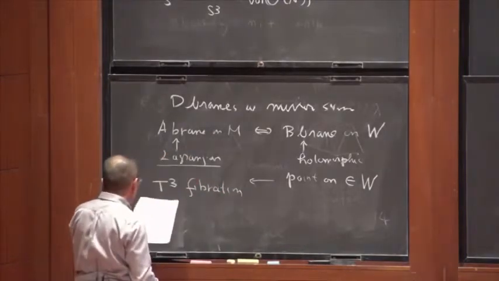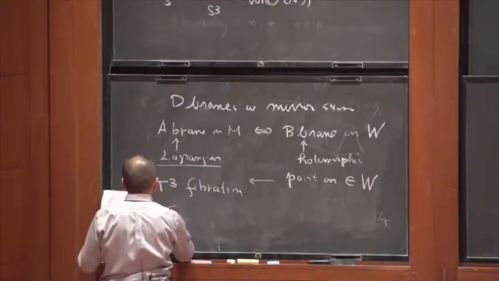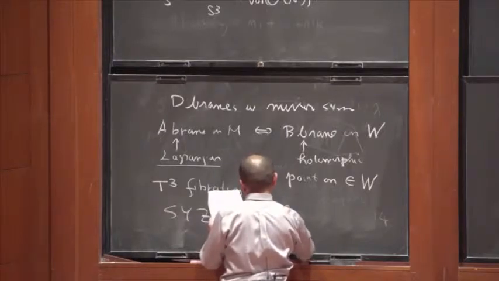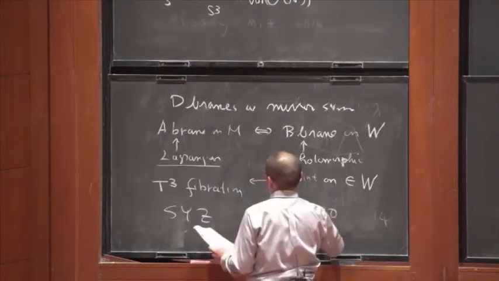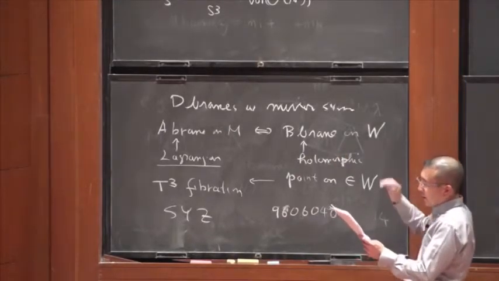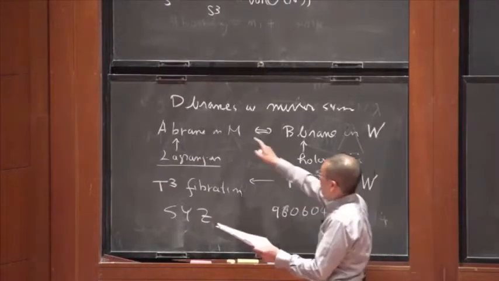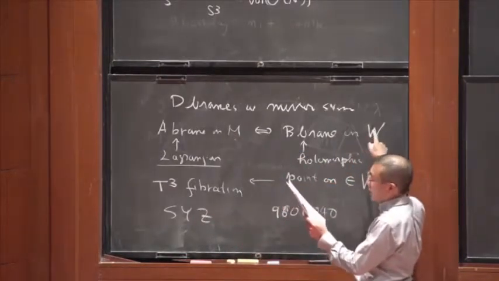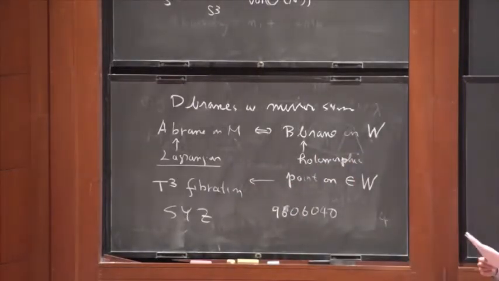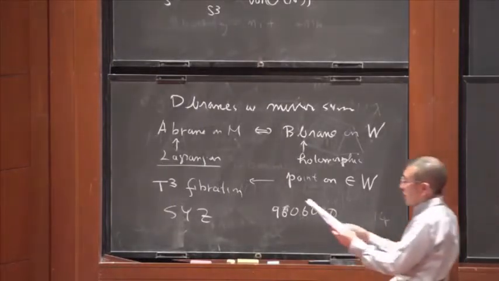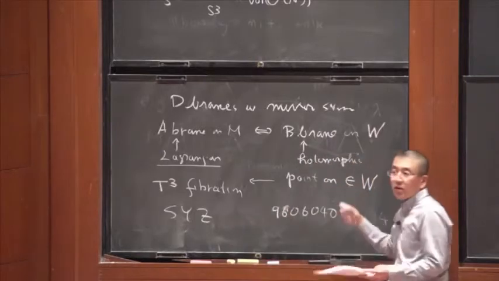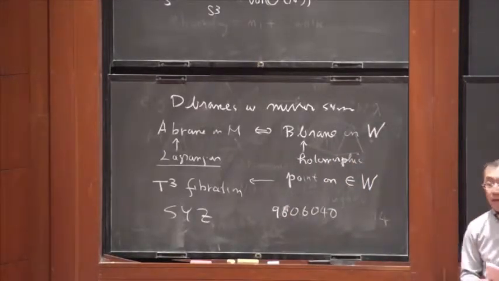This led Strominger, Yau, and Zaslow to conjecture, in their beautiful paper hep-th/9606040, that for any pair of Calabi-Yau manifolds which are mirror partners to each other, the Calabi-Yau manifold M, which admits a mirror partner, must have a family of Lagrangian T3 fibrations on it, so that the moduli space of the special Lagrangian 3-brane with its instanton gives rise to the mirror W itself.